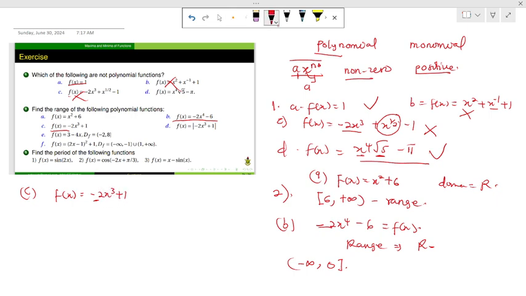When x is 0, I'm going to get 1. So everything will be 0. So I'll be left with what? 1 as my smallest number.